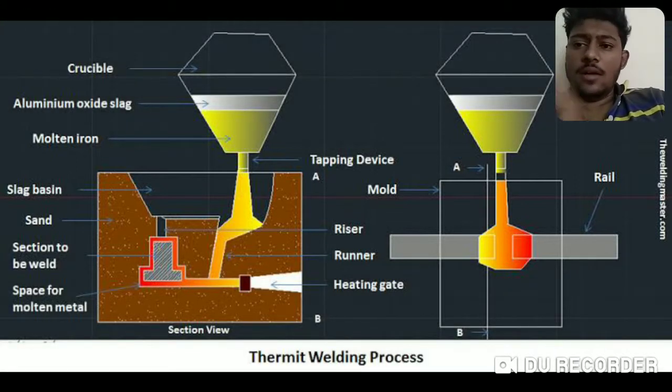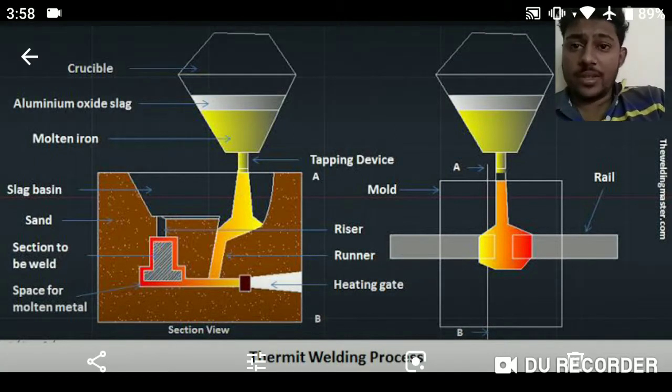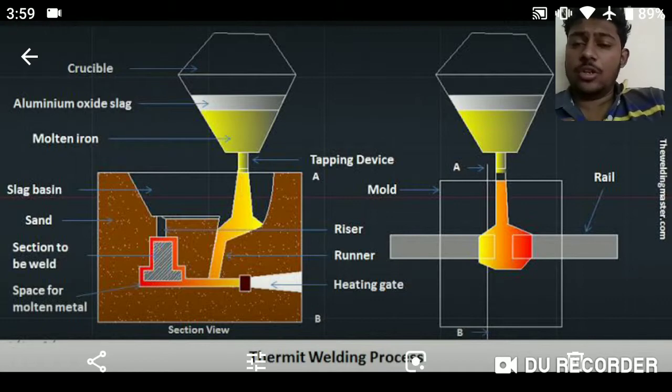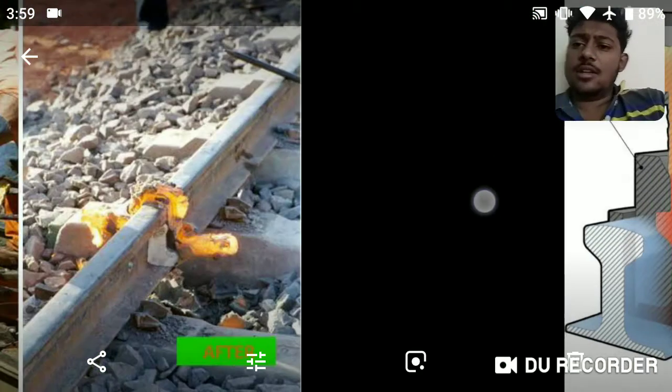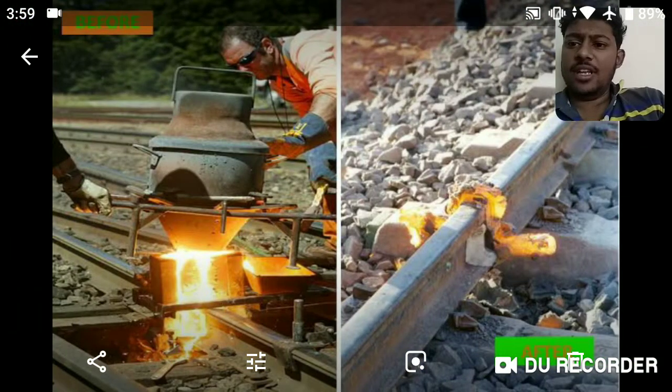After this process, the tapping device on the crucible opens and lets the molten iron flow into the mold cavity. This cavity then fills with the molten iron in between the two plates and cools down, while the aluminum oxide is separated on top. After the metal has settled inside the mold cavity, it looks something like this.